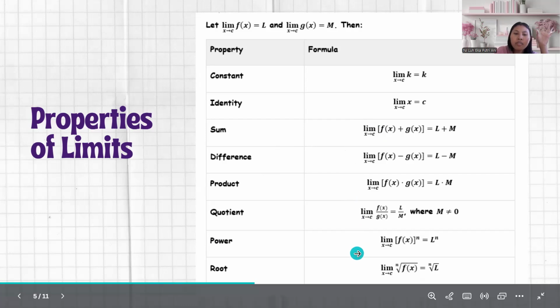Until we have the root formula: the limit of the nth root of f(x) as x approaches c is equal to the nth root of L. You can read this.